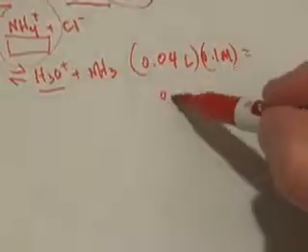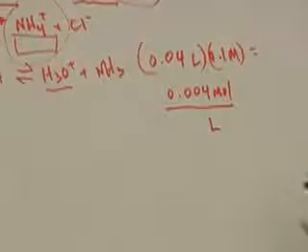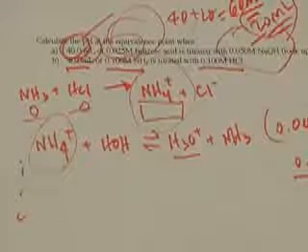We're told that we have 40 milliliters, 0.04 liters, of 0.1 molar NH3. So if we multiply those together, we end up with 0.004 moles of NH3 to start with. We need to divide this by our total number of liters to get the concentration of NH4 plus that we have at equilibrium. Our total number of liters is unknown until we figure out how much HCl was actually reacted.